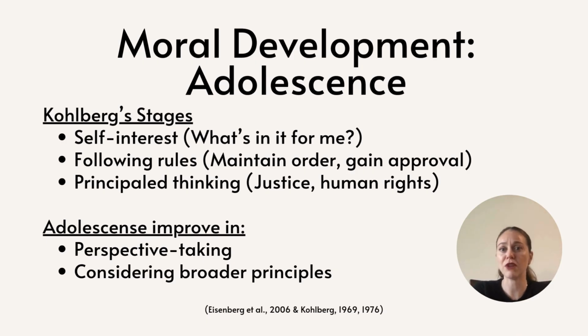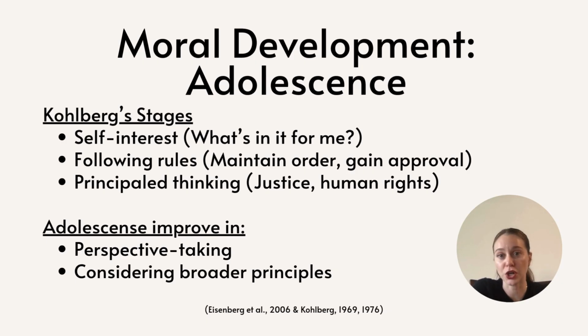So first, in Kohlberg's stages, we have self-interest. This is in early adolescence, where the primary question we often ask is, what's in it for me? The focus is on rewards. We want to get something out of it, and also avoid any personal trouble for ourselves. So we want to get something out of our decisions.